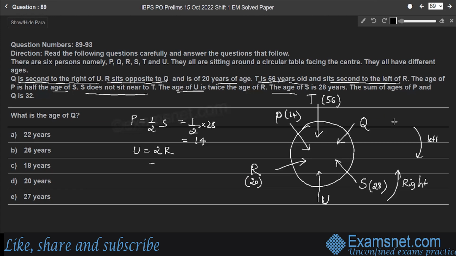U is 2 times R, 2 into 20, so 40 years old. U is 40 years old. And the remaining person is Q. The sum of ages of P and Q is 32. So P plus Q is 32. Therefore, Q is 32 minus P's age of 14 years, which is equal to 18 years old, right? Therefore, the age of Q is 18 years. Now the question is, what is the age of Q? 18 years. Option C is the right answer.